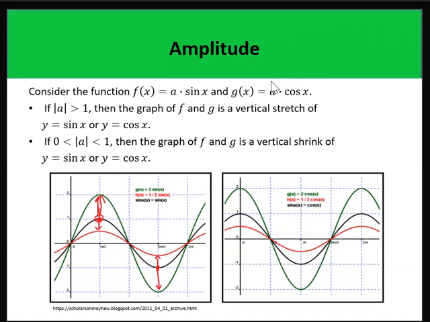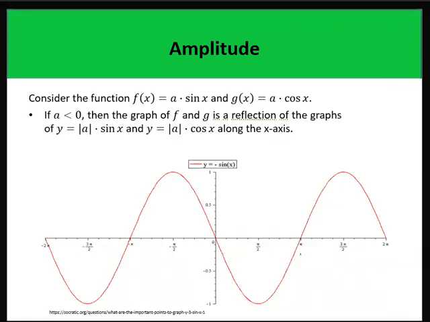Now, what happens if the value of A is negative? So if the value of A is negative, then the graph of A times sine x or A times cosine x is just a reflection of the graphs of the basic sine function and cosine function. So if you notice here, this is the graph of y is equal to negative sine of x. So in this case, A is equal to negative 1.